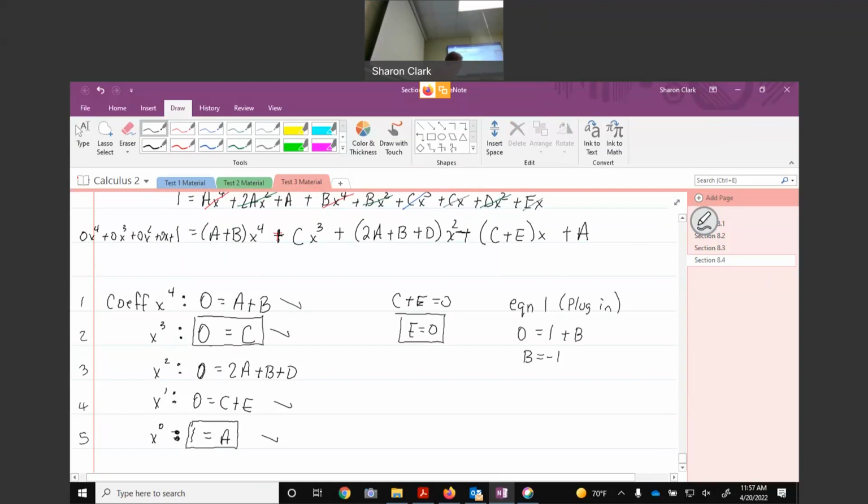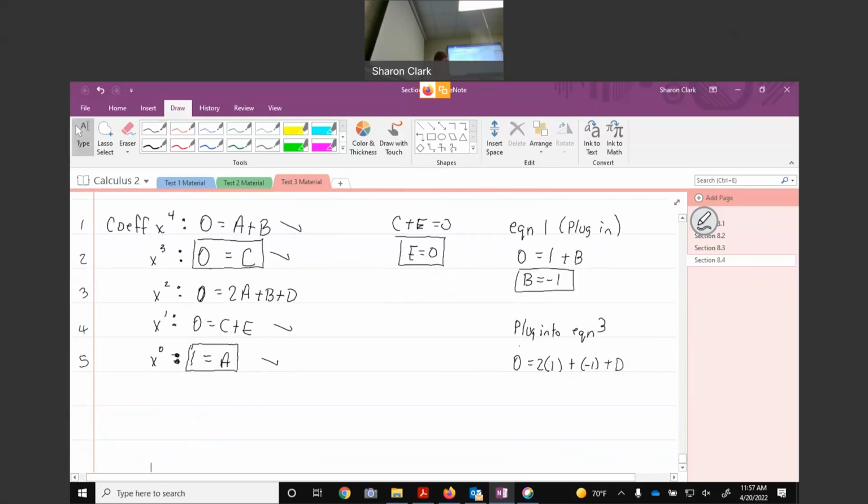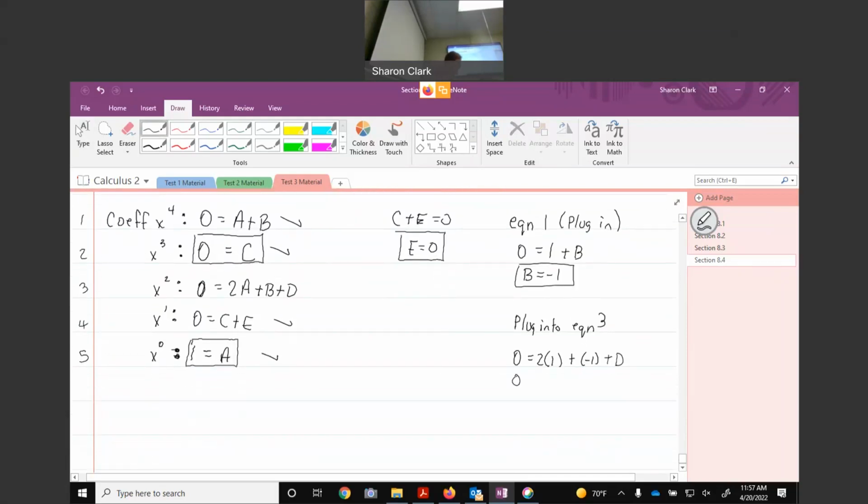Now we're going to use equation 3. Plug into equation 3: 0 equals 2 times 1 plus -1 plus D. So 0 equals 2 minus 1 plus D. 0 equals 1 plus D.